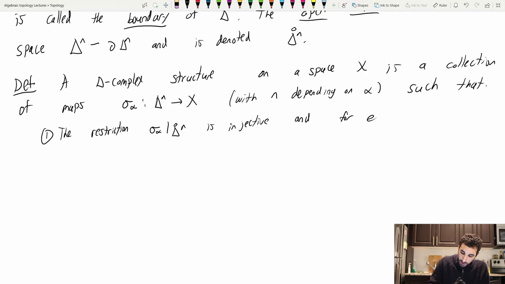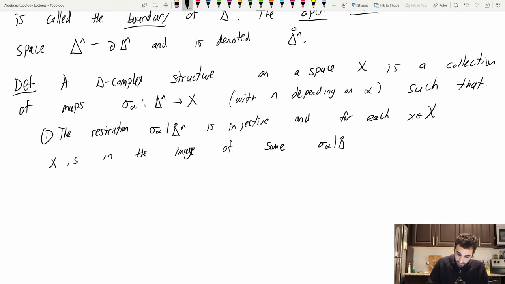and for each point x in my space X, x is in the image of some sigma alpha restricted to the interior of a simplex. Okay, so this just avoids some trivialities. I want to build a delta simplex structure, and I don't want you to crush, for example, every simplex to a point. That would be not very informative, and this just rules out those trivialities.